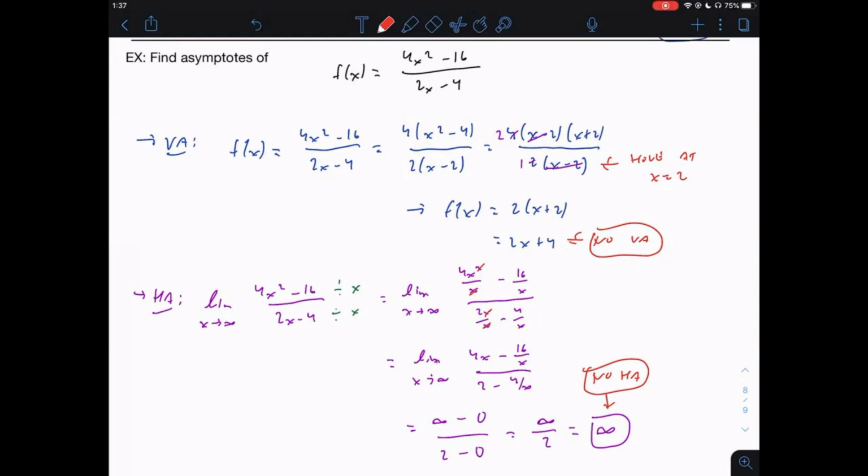What we found for this function is a hole at x equals 2.